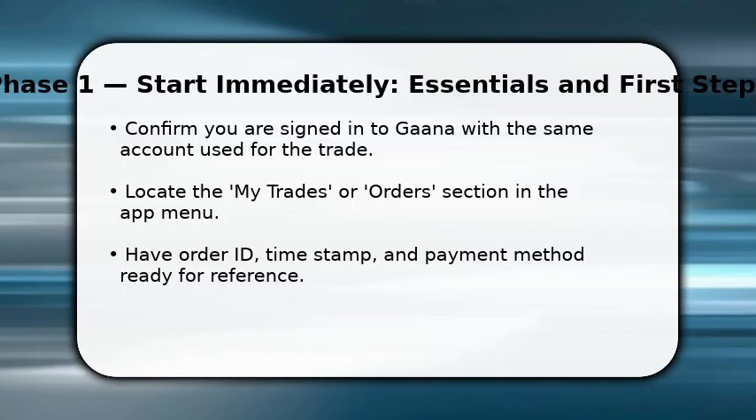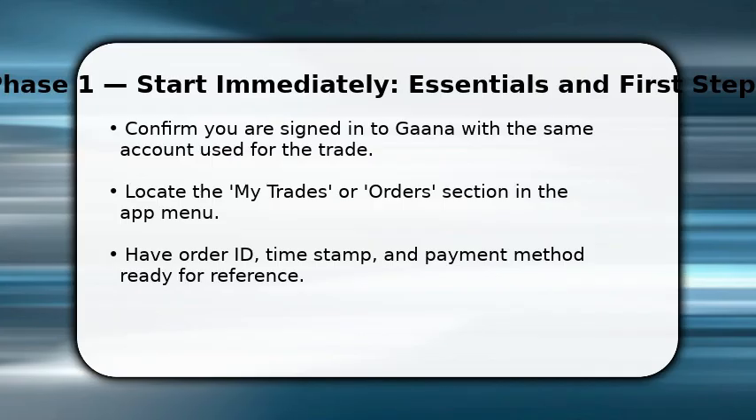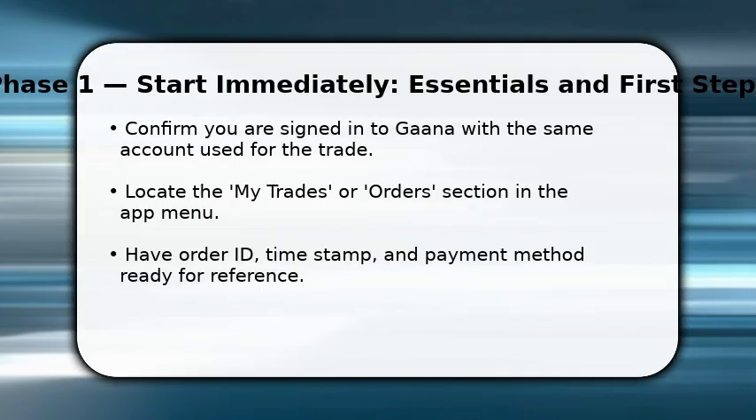You start by verifying prerequisites. Make sure you are logged in and have the order ID visible because you will need it in the next screens. Open the Gaana app, tap the menu, then choose My Trades or Orders. This brings up active transactions.